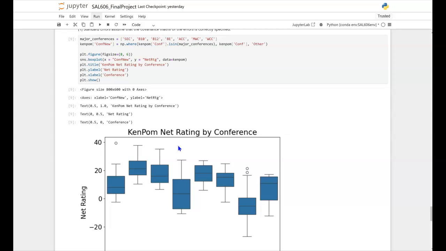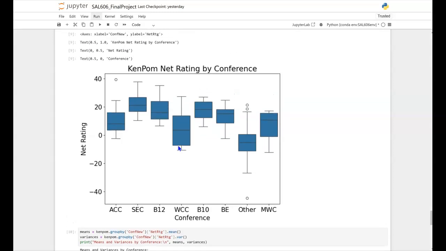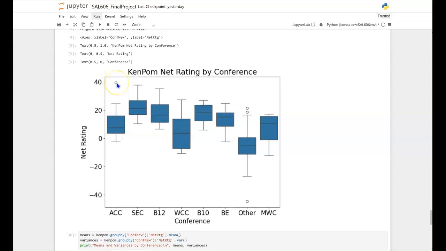The last thing I want to do is look at net rating spread by conference to see which conferences have the higher net rating mean, first quartile, third quartile. So I use boxplots for that to look at the distribution of net rating by conference. And we can see immediately that the Western Conference and Mountain West have high variance. The ACC has high variance here, with Duke being an extreme outlier this year.